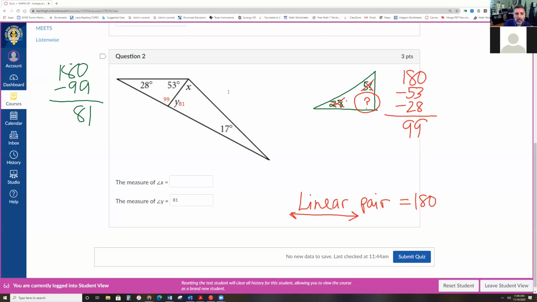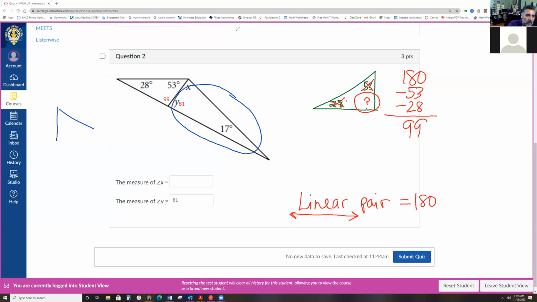And then the last thing we need to do is figure out what x is. Again, you need to be able to shut out the information you don't need. Let me erase this part over there, because I need this over. I'm going to focus on just this triangle. If I look at this triangle, this is what I see. Down here we have 81 degrees. Up here we have x, and then that's 17 degrees.